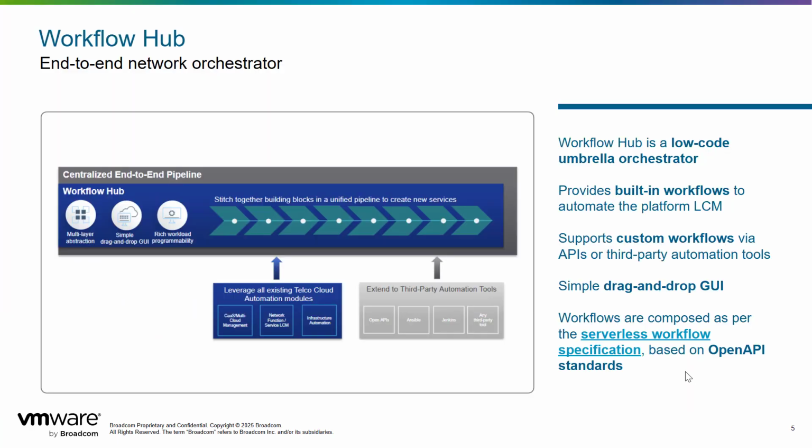VMware Telco Cloud Platform enables communication service providers or CSPs to orchestrate the end-to-end network operations through Workflow Hub. Workflow Hub is a low-code umbrella orchestrator that provides built-in workflows to automate the lifecycle management of the VMware Telco Cloud Platform, including virtual infrastructure, CaaS infrastructure, and network functions, and supports custom workflows to orchestrate the tasks of other network management tools through REST APIs or third-party automation tools.